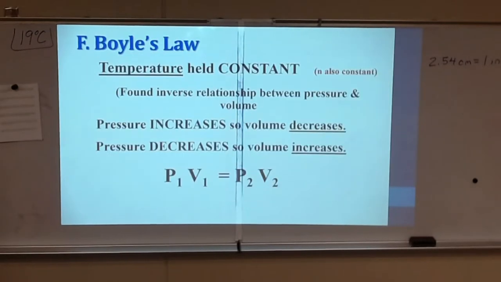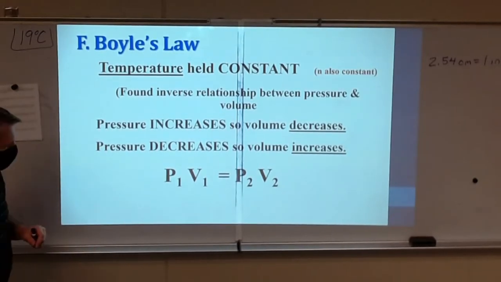Okay? The temperature is held constant, and in other words, the amount of gas is also held constant. Pressure increases, volume decreases. Pressure decreases, volume increases. And this is the formula you're going to need to write down. P1 V1 equals P2 V2.